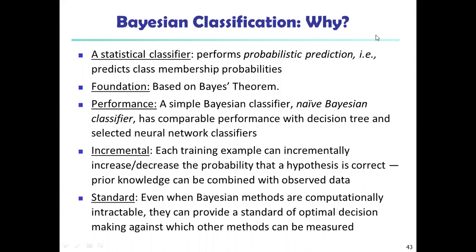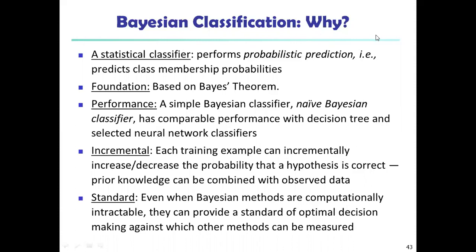A Bayesian classifier has exhibited high accuracy and speed when applied to large data sets. So when you apply it to a large data set, it gives high accuracy values, performs very fast, and gives better classification results.